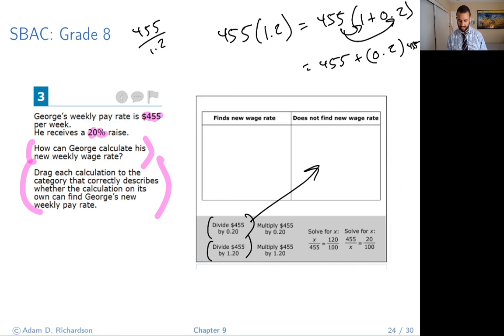No, that's not going to work either. Look, these are not equal. Division is not the same as multiplication, right? We're saying the correct answer is 455 times 1.2. That's not the same as 455 divided by 1.2. So that's a no. That one also goes no.